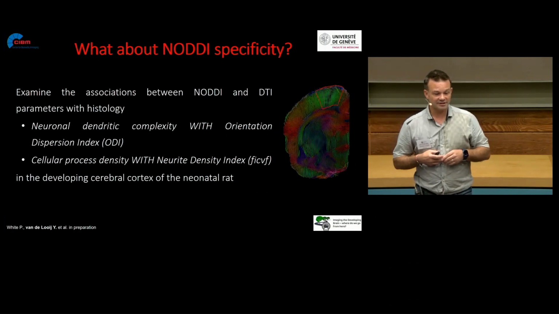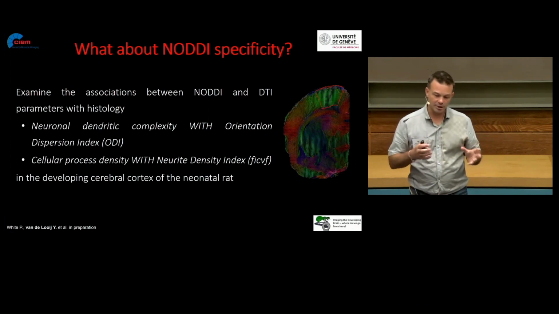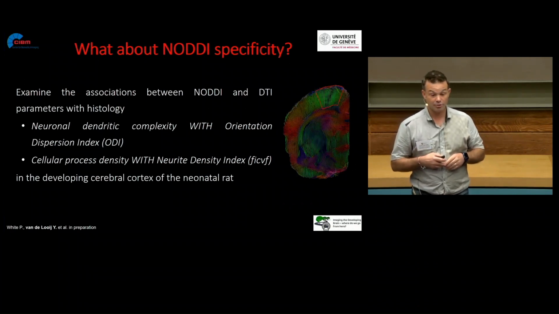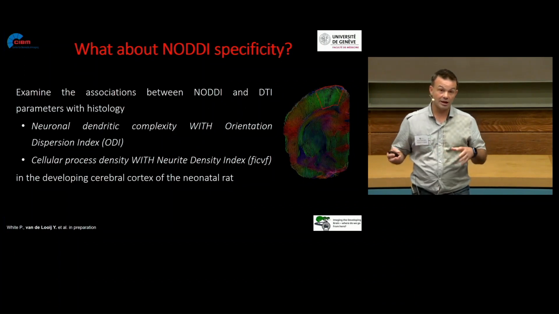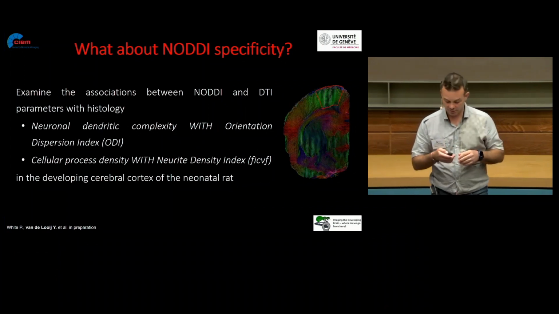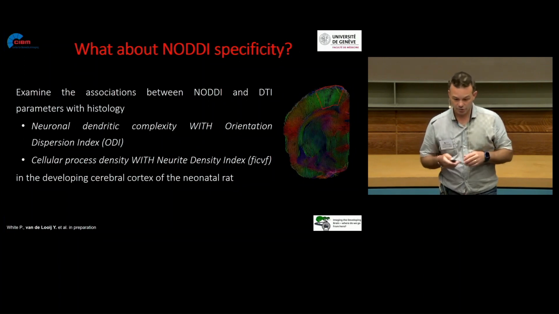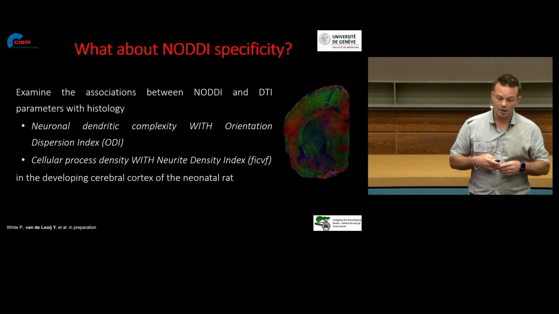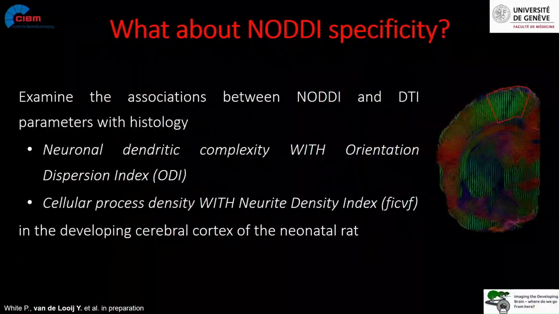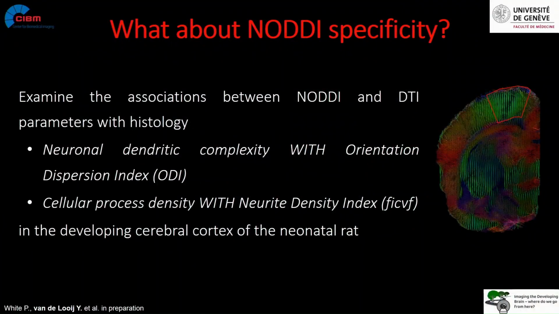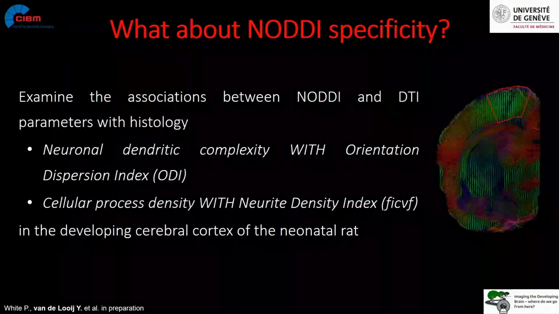So we decided to examine the association between NODI and DTI derived parameters with histology, and we looked at the developing cerebral cortex of the neonatal rat. The idea was to associate the neuronal dendritic complexity with the orientation dispersion index, which is supposed to mimic the fanning of the fibers, and the cellular process density with the neurite density index, or intracellular volume fraction, or intraneurite volume fraction.